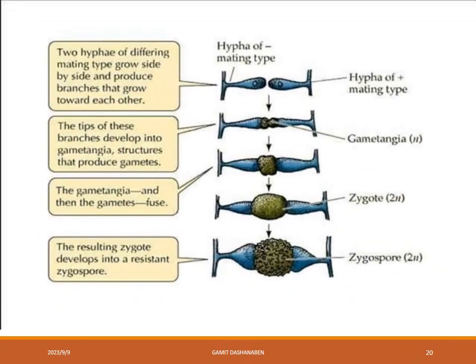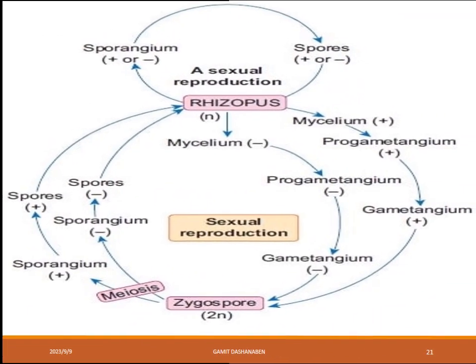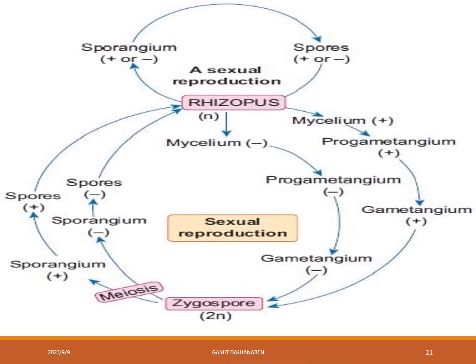Two hyphae of differing mating type grow side by side and produce branches that grow towards each other. The tips of these branches develop into gametangia, structures that produce gametes. The gametangia and then the gametes fuse. The resulting zygote develops into a resistant zygospore. Asexual and sexual reproduction, schematic diagram in front of you.